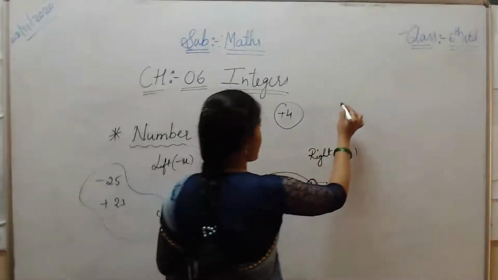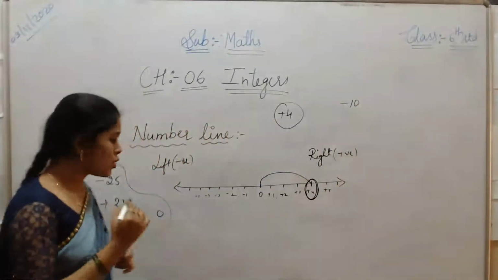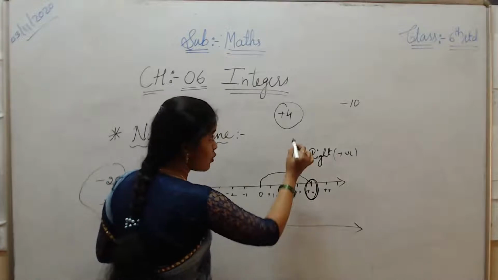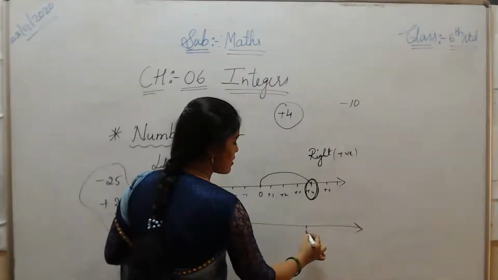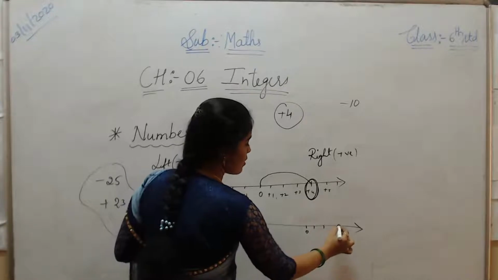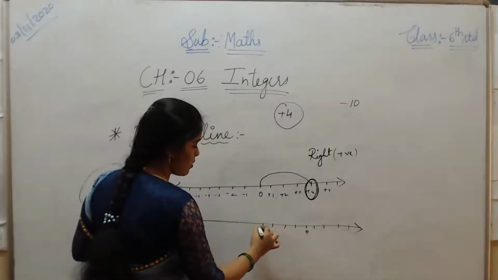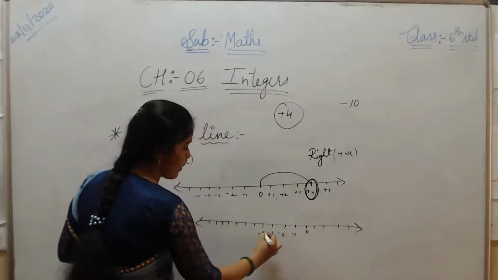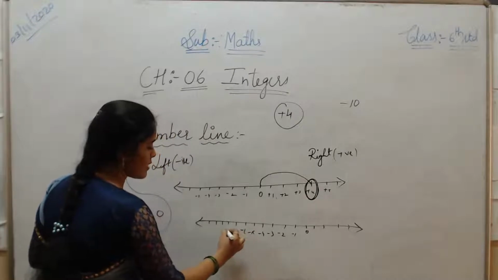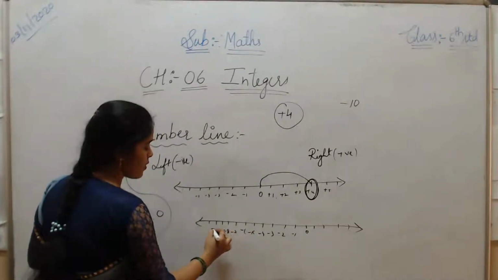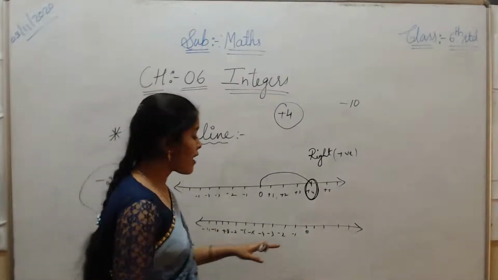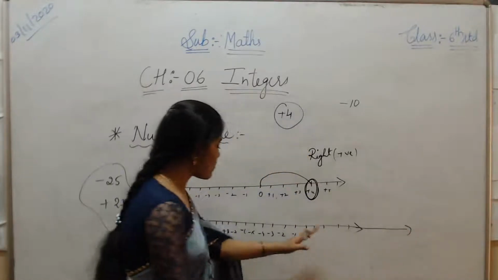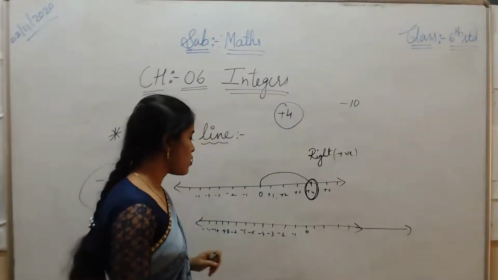Next, we have to represent minus 10 on a number line. So we have to draw a line. Here we don't want positive signs, so take 0 here. Here positive numbers, here negative numbers. Minus 1, minus 2, minus 3, minus 4, minus 5, minus 6, minus 7, minus 8, minus 9, minus 10, minus 11, and so on. Why are we taking 0 here? Because if the line extends on both sides, 0 comes in the middle, in the center only.